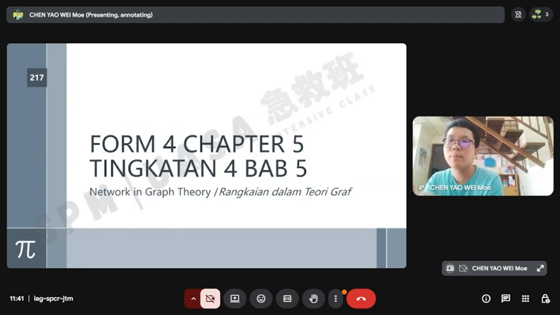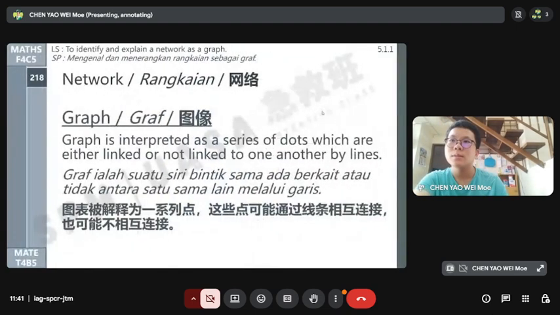This is called network in graph theory. That's a different thing now. In our computer science, we learn about network. Today, we learn network in graph theory. So we can use a graph to represent a network. The definition of the graph is interpreted as a series of dots which are either linked or non-linked to one another by lines.